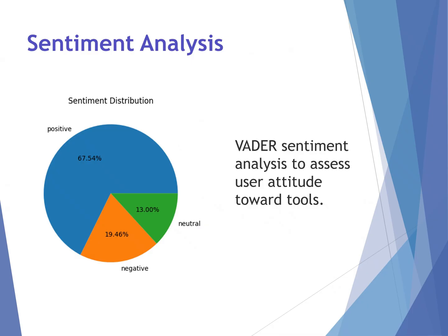Next, I wanted to understand how users actually felt about the tools they discussed. For this, I used the VADER sentiment model to classify each post as positive, neutral, or negative. As you can see on the pie chart, we have more positive posts compared to neutral and negative. This gave me a nice overview. For example, users tended to praise Clio for its document management, while construction professionals often complain about scheduling tools being unreliable. So sentiment analysis added another layer of insight, not just what tools people use, but what they think about them.